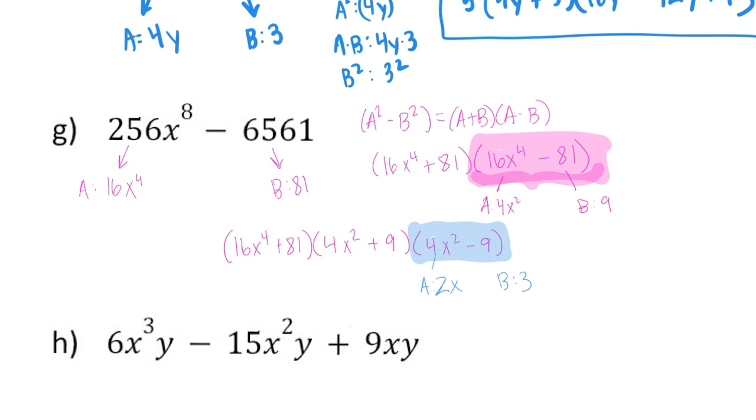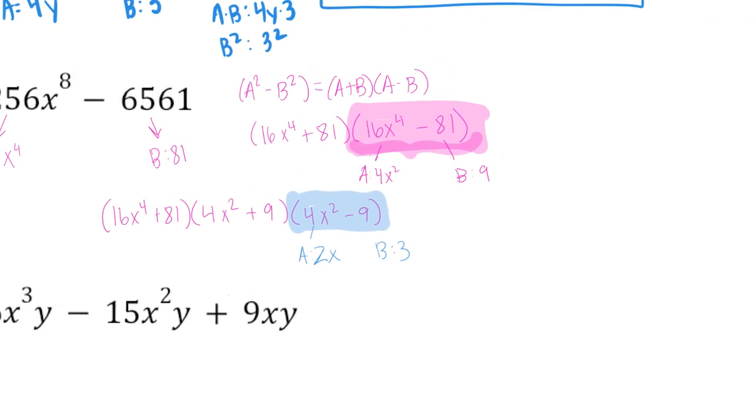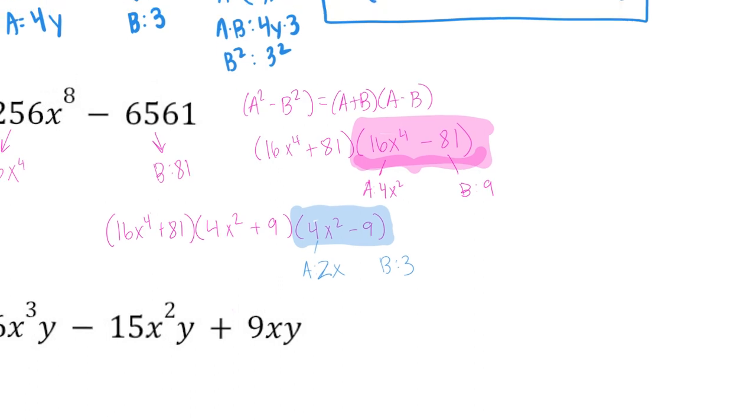So if I rewrite this entire polynomial completely factored, we get 16x to the fourth plus 81. That carried with us. 4x squared plus 9 also comes and carries down with us. Then the one in blue can be factored further. That can be factored to 2x plus 3 and 2x minus 3.